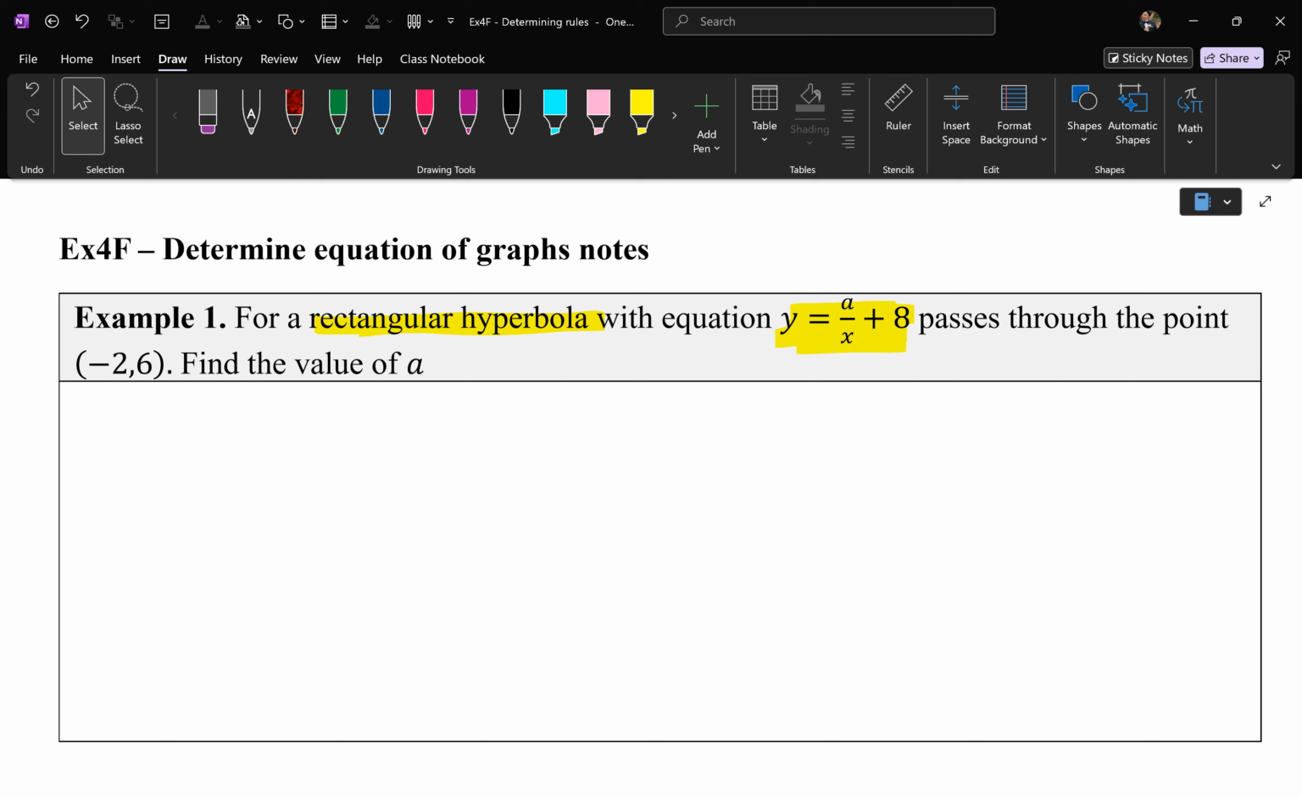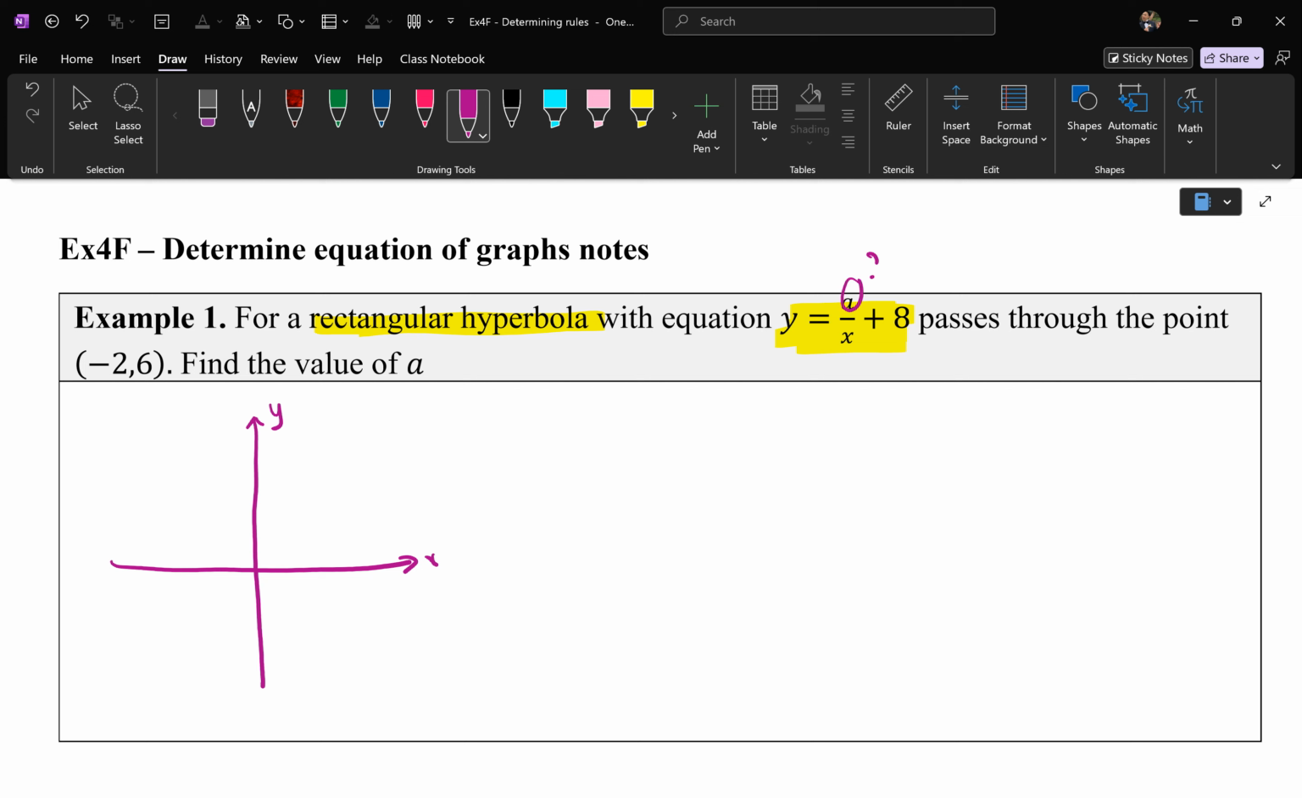So here we go. This is my answer. It passes through the point (-2, 6). Find the value of A. Now, before you even answer the question, I want you to picture what's happening. What's something about the equation that we definitely know? I don't know what A is, but I know it's a rectangular hyperbola and there's a +8. What does that tell me?